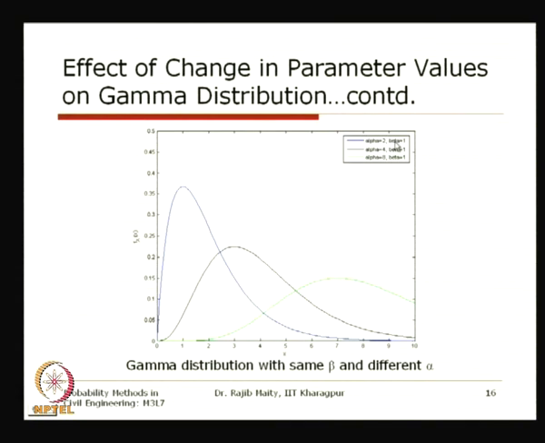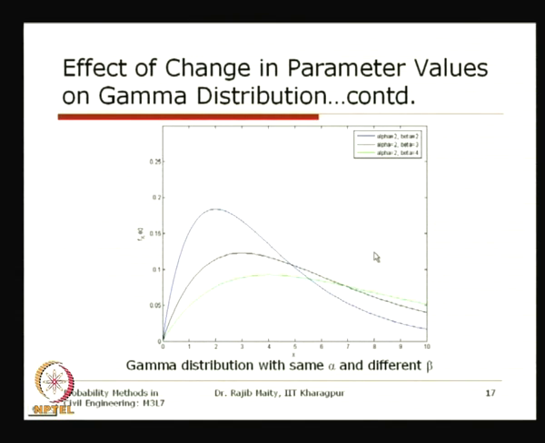Here, all three distributions are gamma distributions with different values of alpha and beta, and for these three distributions the parameter beta is the same, equal to 1. So, beta equals 1 for all these three blue, black and green PDFs. For the blue one alpha is 2, for the black one alpha is 4, and for the green one alpha is 8. You can see that all these are positively skewed. Now, the skewness is decreasing as alpha is increasing.